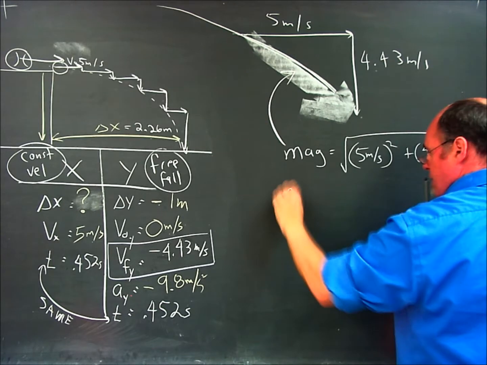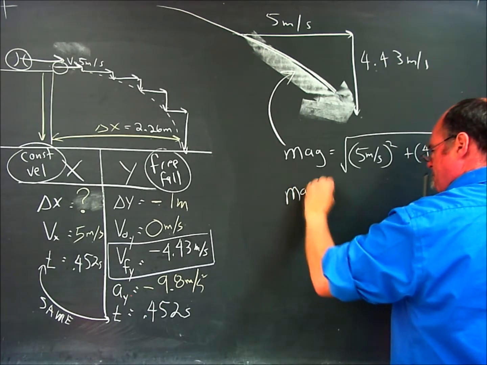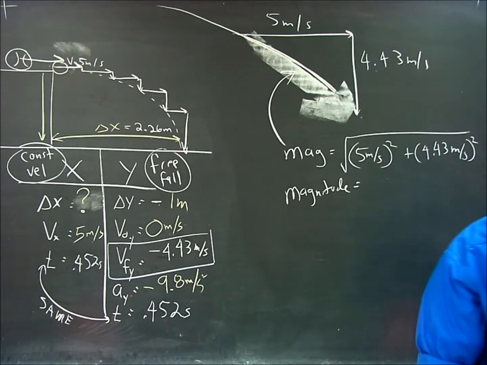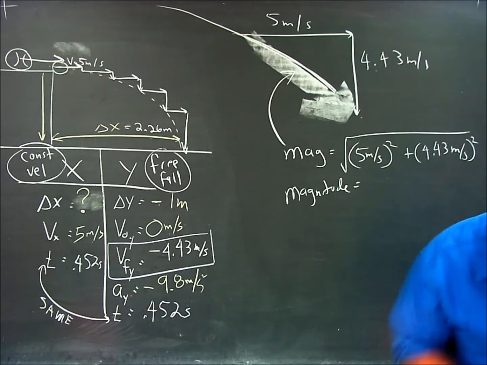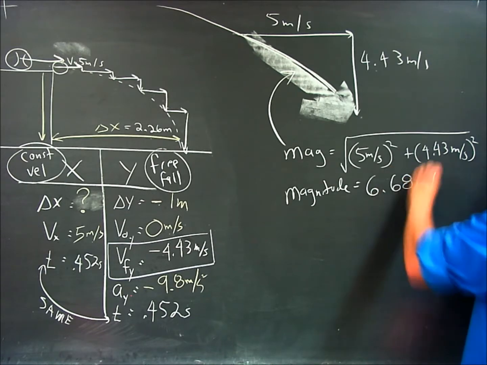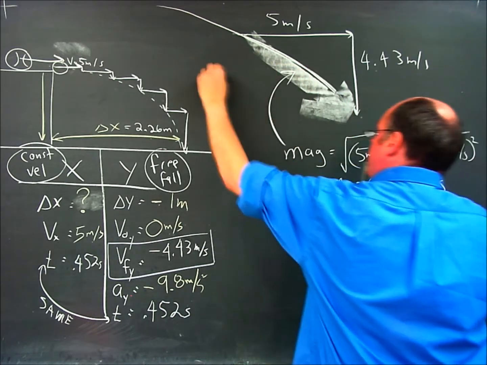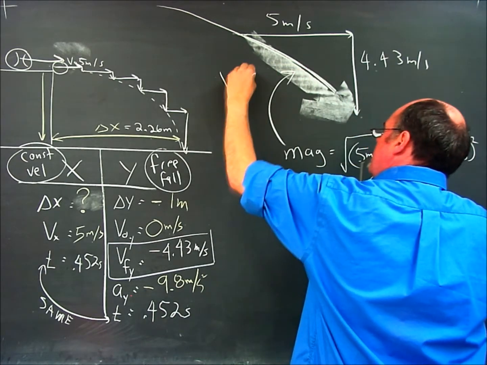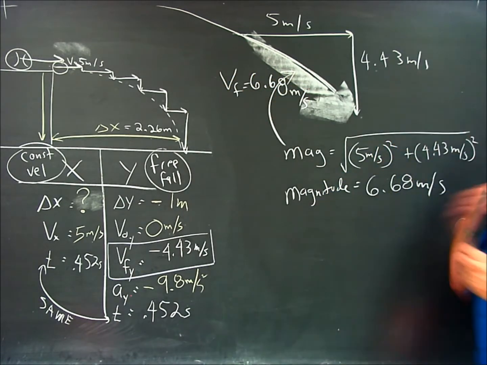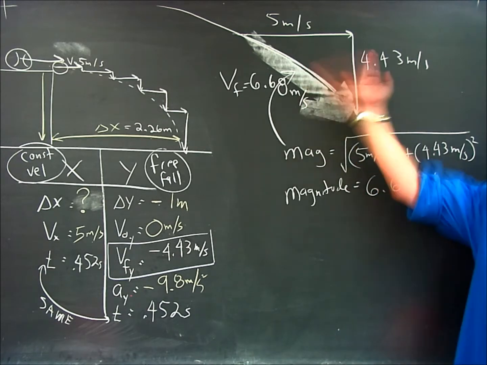Okay, so the magnitude equals, well, I just have to do that math on my calculator. The answer comes out to be 6.68. So this true speed of the ball here is moving with the speed of 6.68 meters per second. And it's about to crash into the ground. It's moving to the right and down.